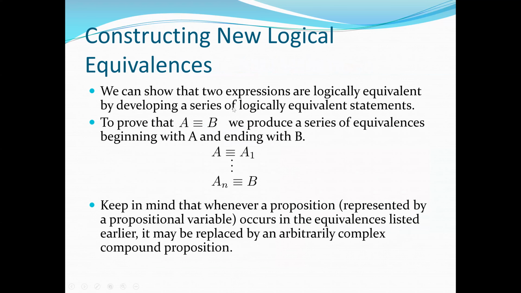So constructing a new logical equivalence. Yes, here we say that we can show that 2 expressions are logically equivalent by developing a series of logically equivalent statements. So to prove that A is the same as B, we have here 3 straight lines, A is the same as B. We can produce a series of equivalences beginning with A, then we end with B.